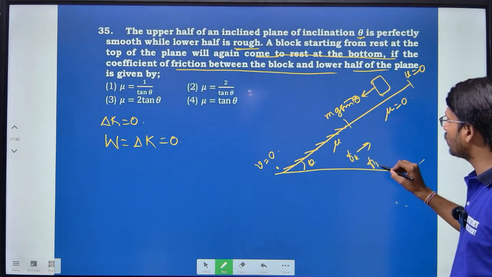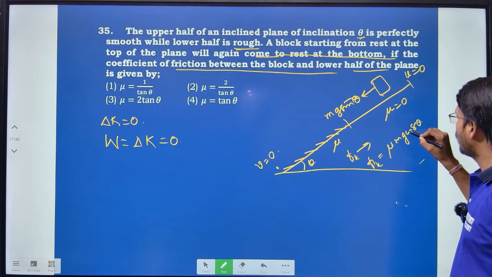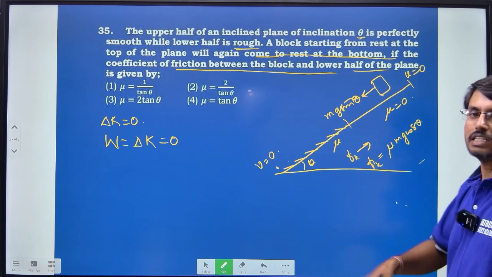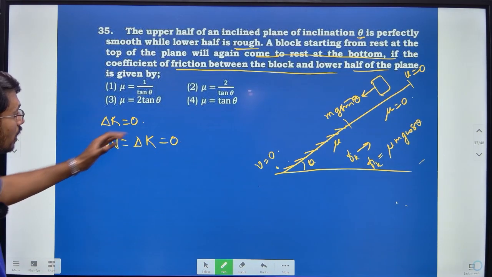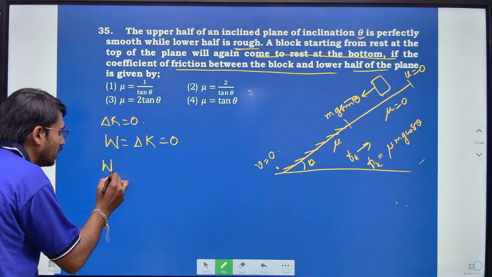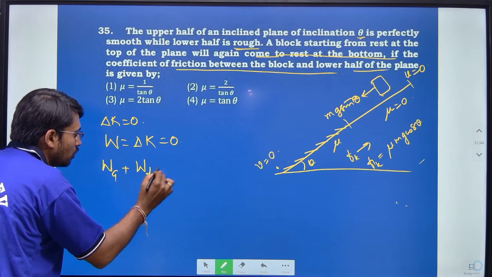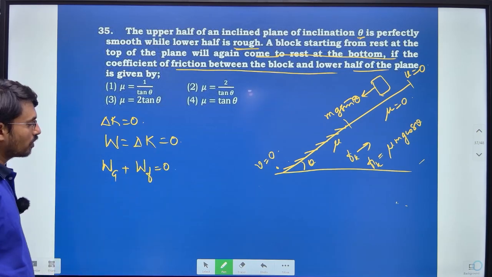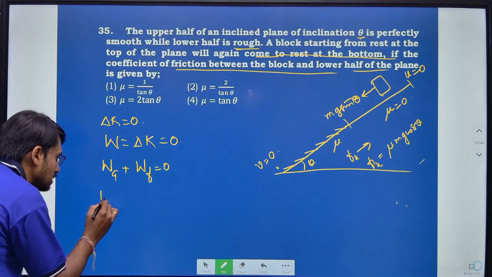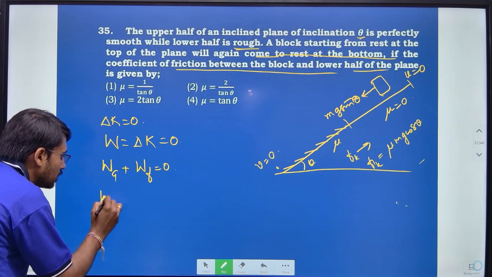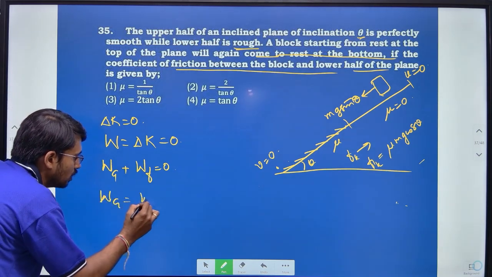And what is the equation for the kinetic friction here? That is mu mg cos theta. Because of this force, there is another work done. So the total work done is 0. Therefore, work done by the gravitational force plus work done by the frictional force is exactly equal to 0. That implies they are equal and opposite. So magnitude wise, Wg equals Wf.